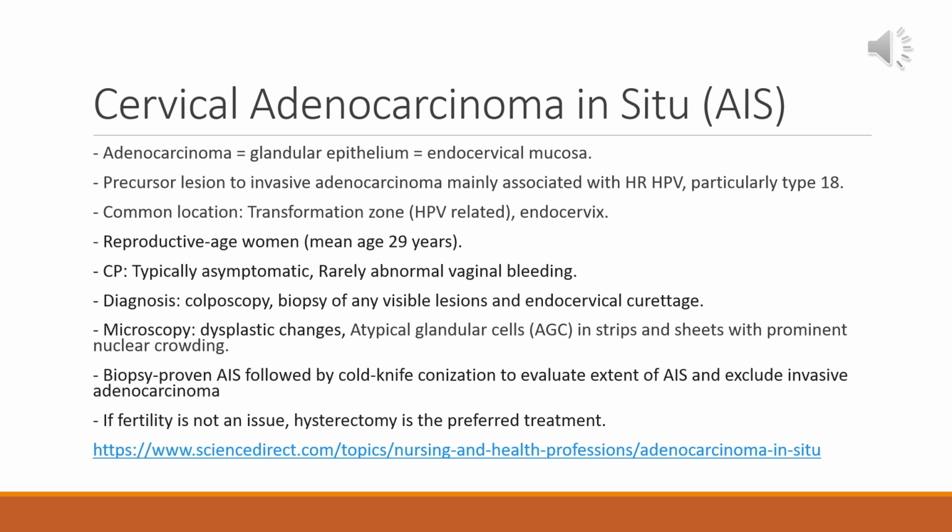Microscopy shows dysplastic changes, atypical glandular cells in strips and sheets with prominent nuclear crowding. The biopsy proving AIS should be followed by cold knife conization to evaluate the extent of AIS and exclude invasive adenocarcinoma already. If fertility is not an issue, hysterectomy, so complete removal of the uterus and the cervix, is the preferred treatment.